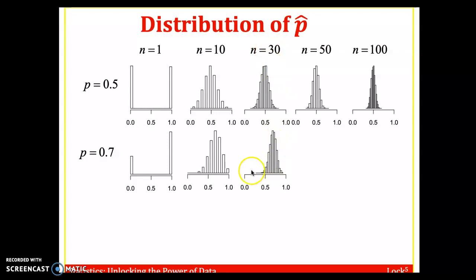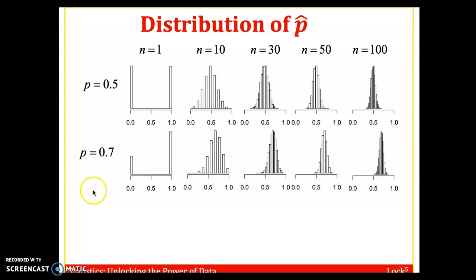If we take 30 times, I'd argue this is not quite normal. Again, you still have this little left tail. And then once you get to 50 and 100, now it kind of looks like that normal distribution, the bell-shaped curve. And again, notice the distributions are getting more and more compact, more narrow.